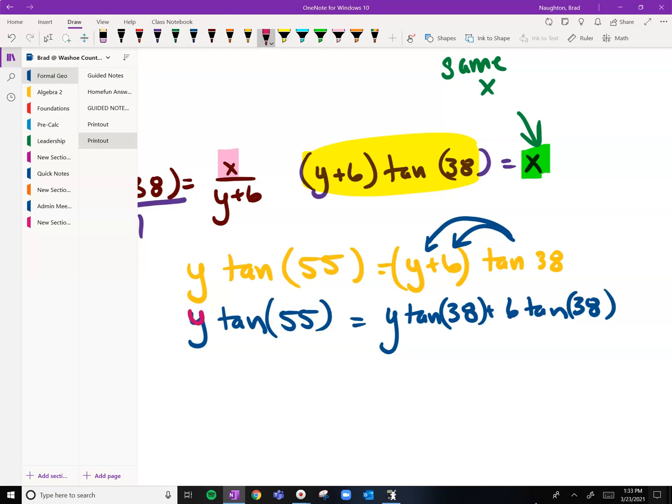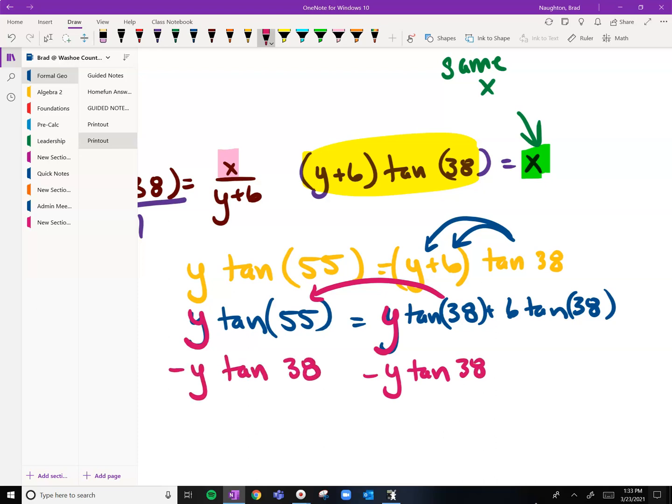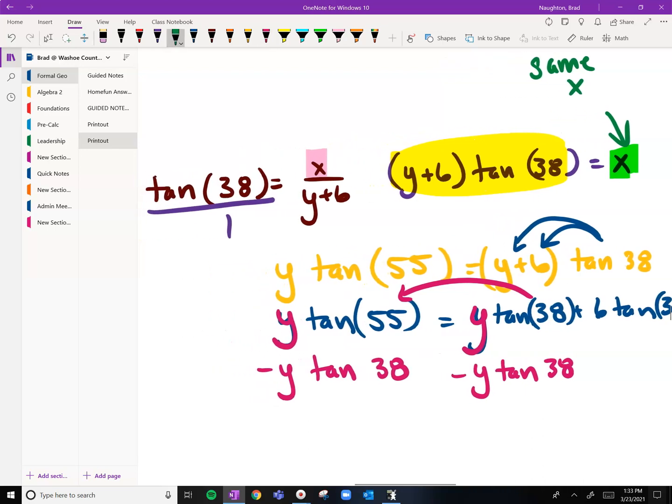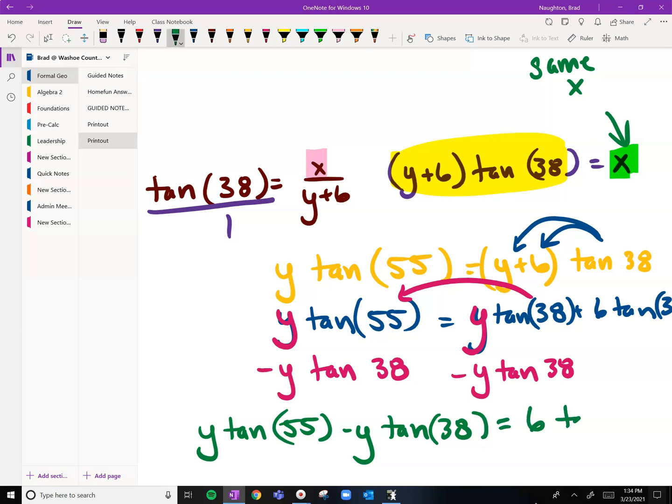So I need to get all of my Y's on the same side. So I'm going to move this over. So minus Y tangent 38, minus Y tangent 38. So on this side, we're going to get Y tangent 55 minus Y tangent 38 is equal to 6 tangent 38. Now again, these are just decimals. Okay, so put those decimals together. Make your life easy.